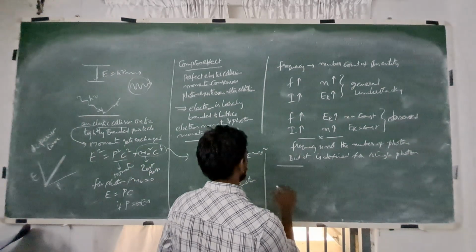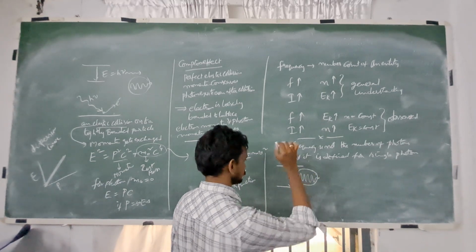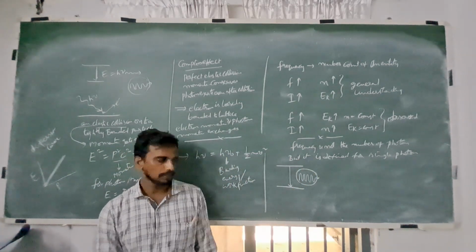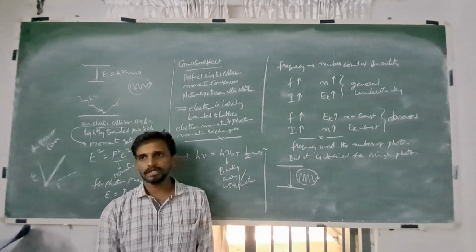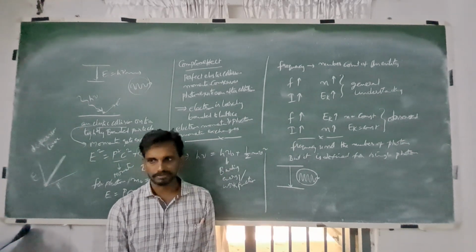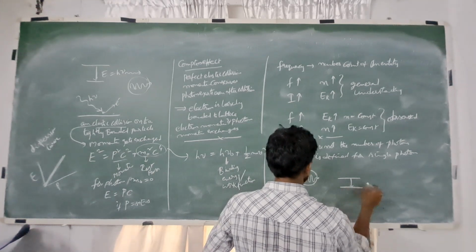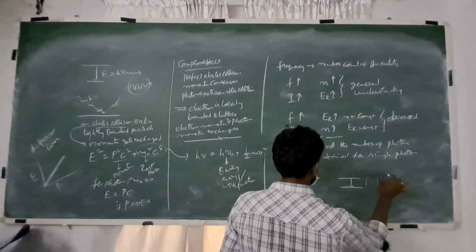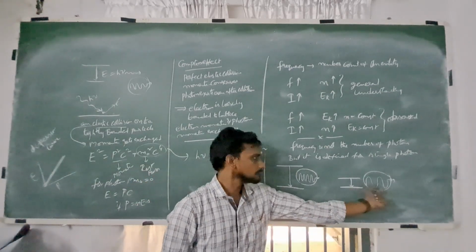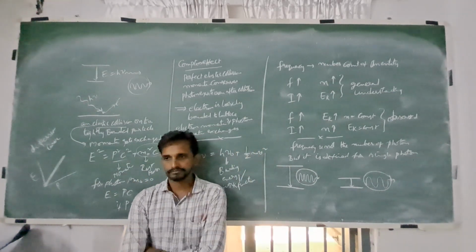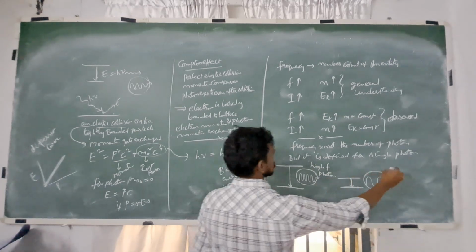So if the photon is generated during a transition across a large energy gap, then its frequency is high. Frequency is the number of waves. I mean, a photon is a wave packet, and the number of waves in that packet is defined as frequency. If this takes place in a low gap transition, then the number of waves is low. Here the number of waves is high. So this is a high frequency photon. This is a low frequency photon.